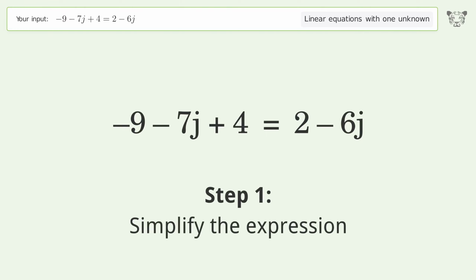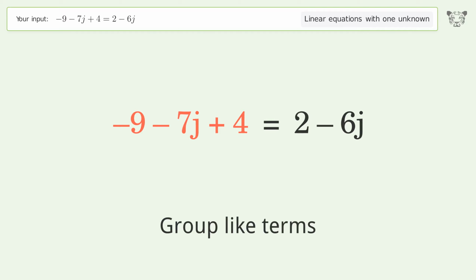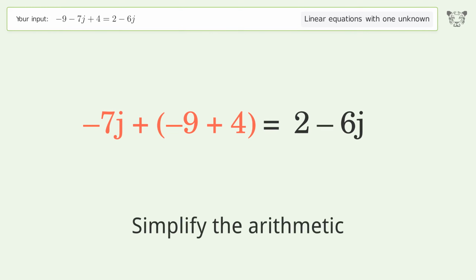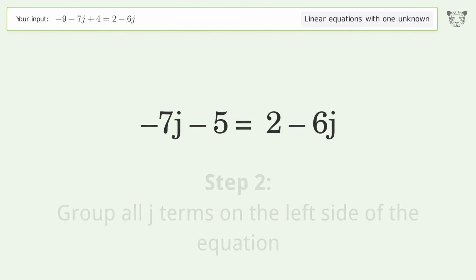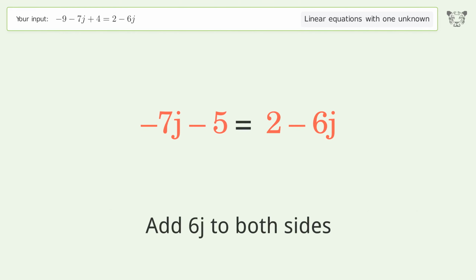Simplify the expression. Group like terms. Simplify the arithmetic. Group all j terms on the left side of the equation. Add 6j to both sides.